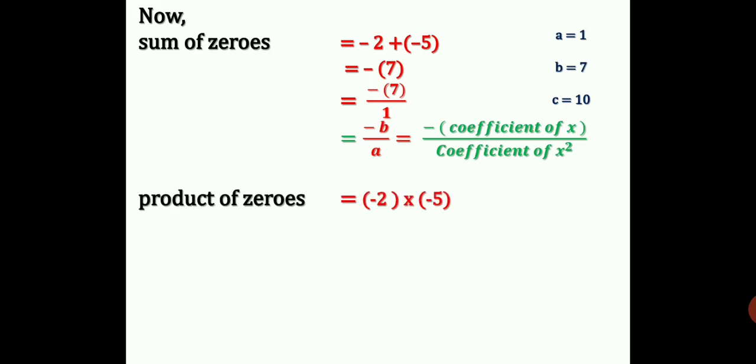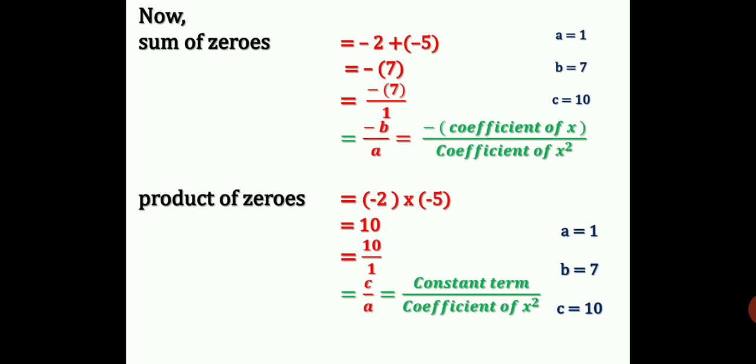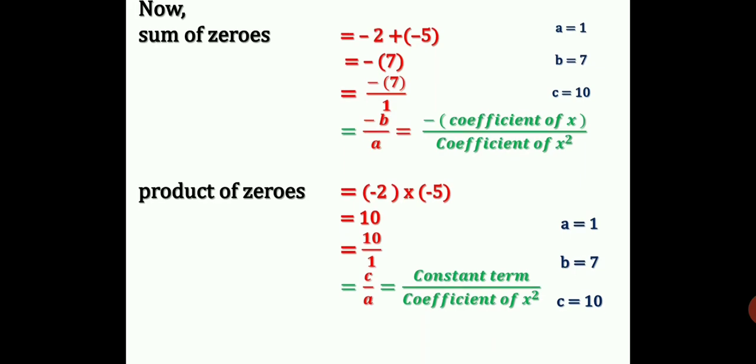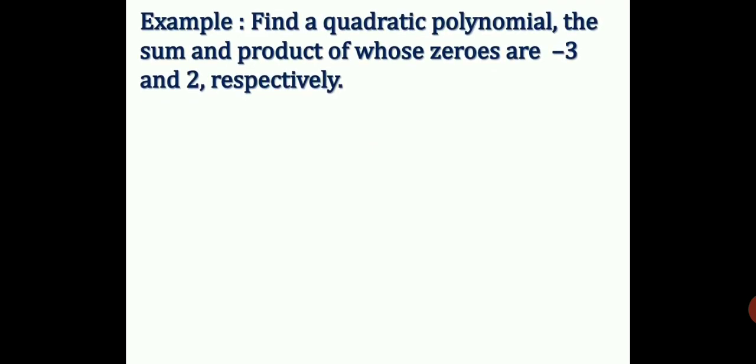Also the product of the zeros, that is what? Minus 2 into minus 5. Minus into minus is plus, and 2 into 5 is 10. Again check it, a is equal to 1, b is equal to 7, and c is equal to 10. So we can write 10 by 1. Now 10 is c and 1 is a. That is c by a, that is the constant term upon the coefficient of x square. Again the second relation is also verified. So for every quadratic equation we can write alpha plus beta is equal to minus b by a, and alpha into beta is equal to c by a.